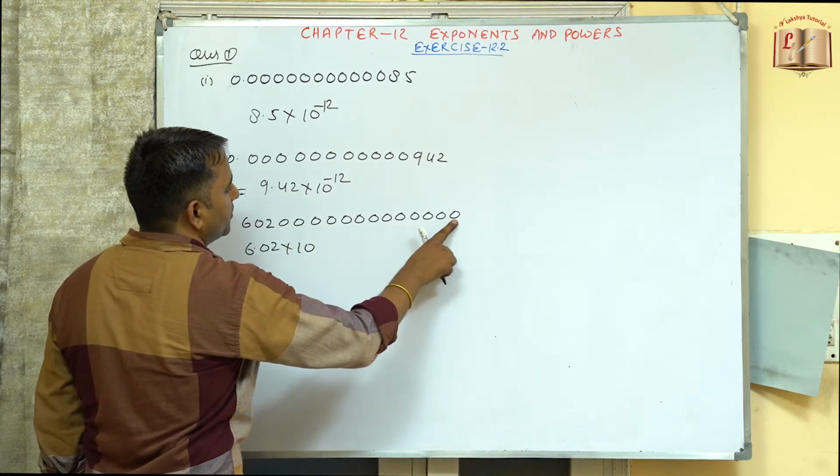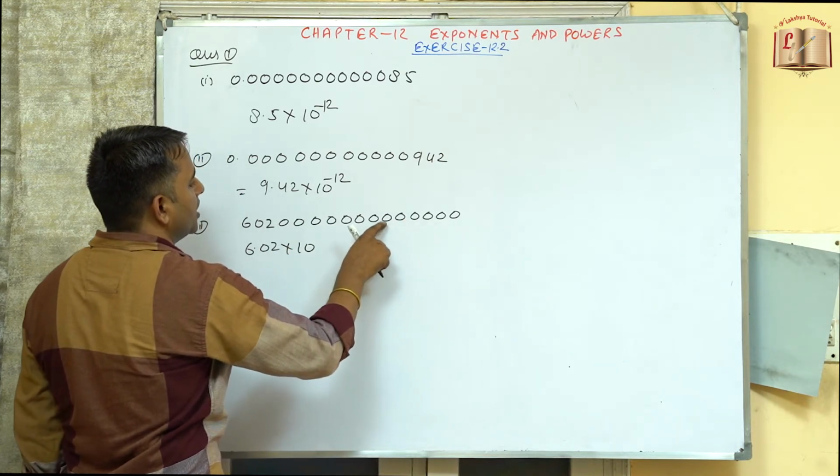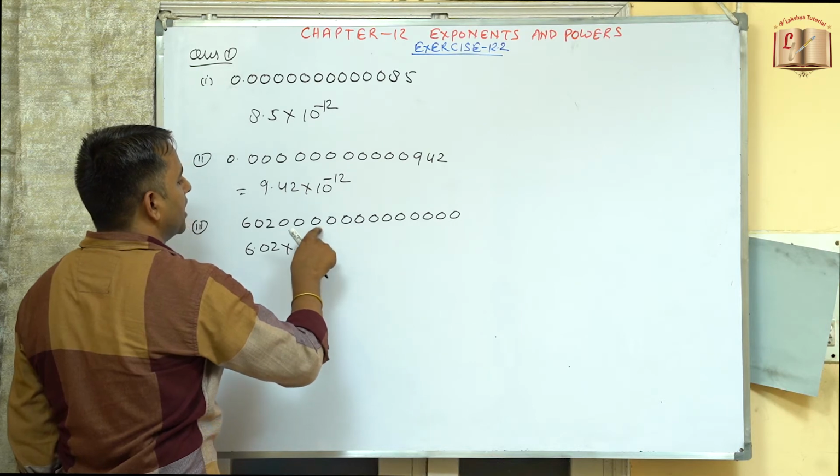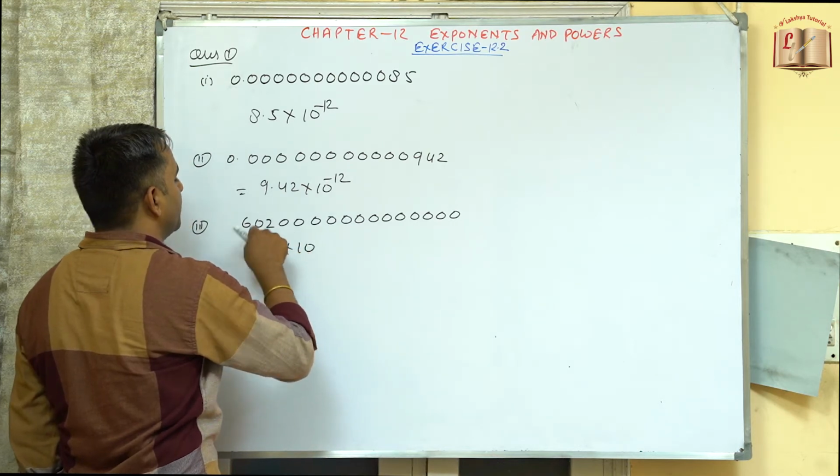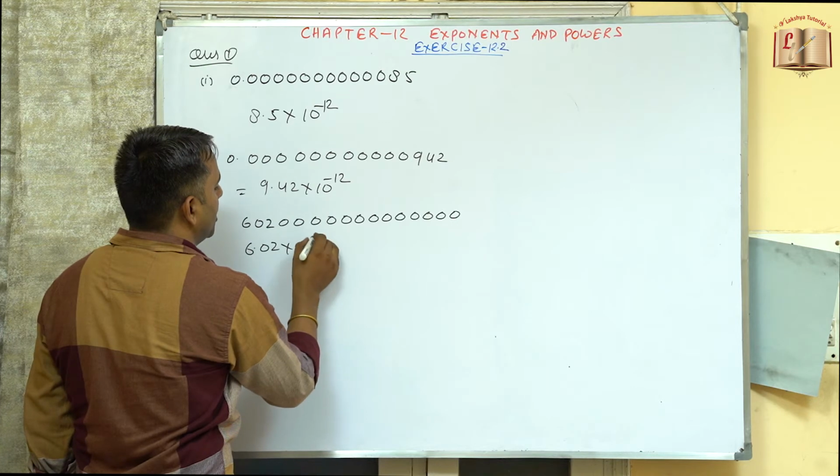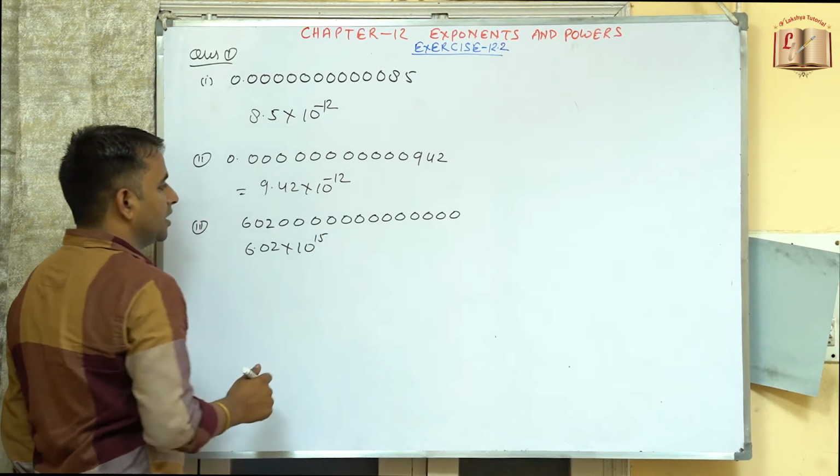So how many places? 1, 2, 3, 4, 5, 6, 7, 8, 9, 10, 11, 12, 13, 14, 15 places. So this will be now positive 15.